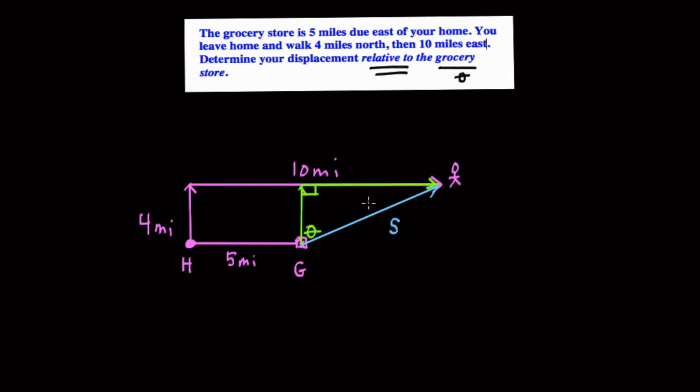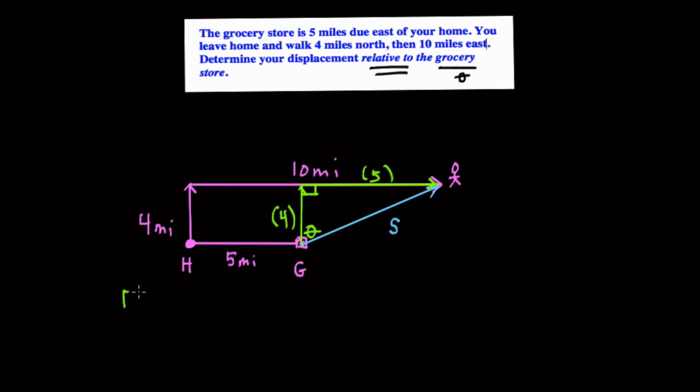So I have this green triangle here, but I need to know the lengths of these legs. So I know that this is a rectangle here, and this side is 4, so I know that this side is also 4. And I know that this entire top displacement here is 10 miles. Well, I know that the first 5 miles of that brought you just due north of the grocery store, so the rest of this must also be 5 miles. So I have a right triangle with legs 4 and 5.